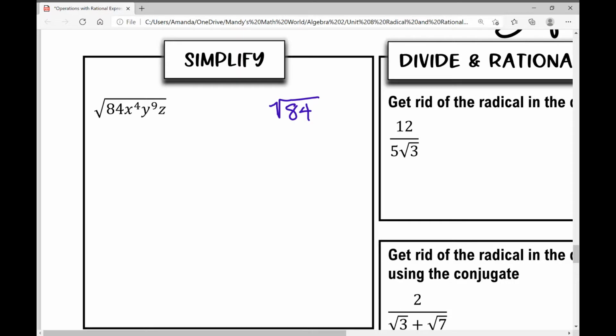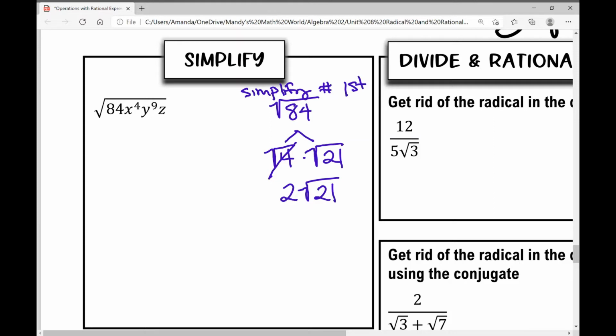I find the biggest perfect square that goes into 84, which is 4. 4 times what is 84? 4 times 21. So I can rewrite the square root of 84 as the square root of 4 times the square root of 21. And then what is the square root of 4? It's 2. So I can rewrite the square root of 84 in simplified terms, which is 2 square roots of 21. So the first thing you want to do is simplify the number first.